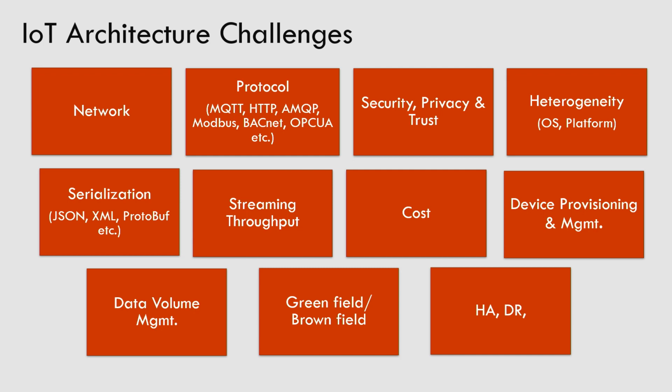Heterogeneity: you have to deal with various different operating systems, Windows, Linux, real-time operating systems. IoT Hub as a cloud gateway helps you address some of these challenges. Serialization: many of you are very familiar with how to transmit data using JSON and XML. But when you want to transmit high-density binary data, protocol buffer is an excellent choice if you want a lightweight serialization.